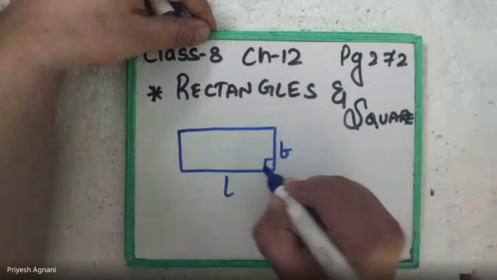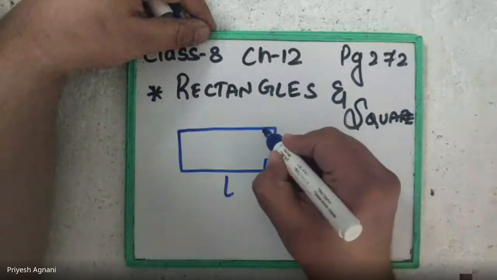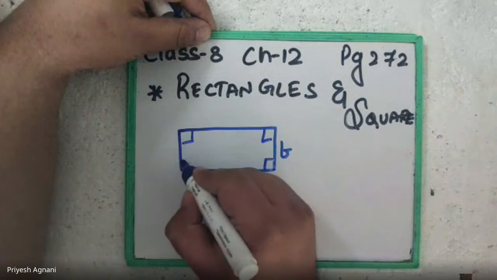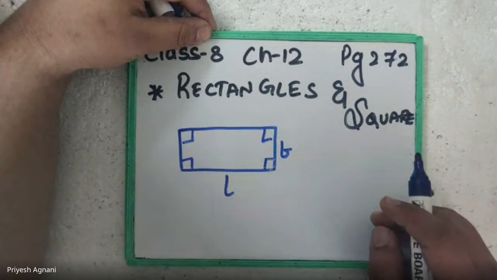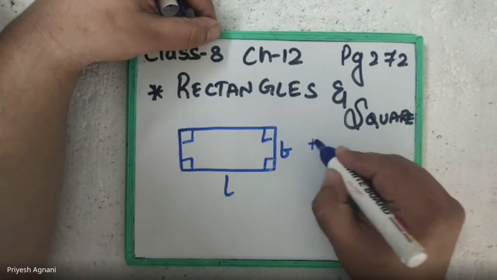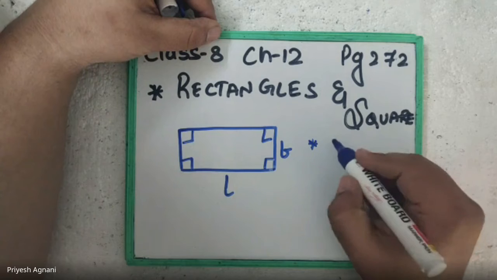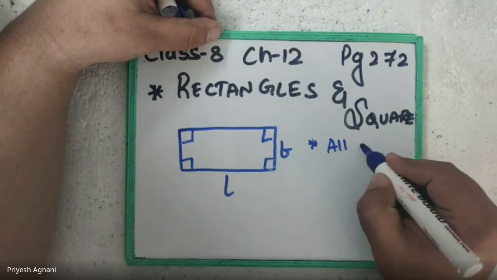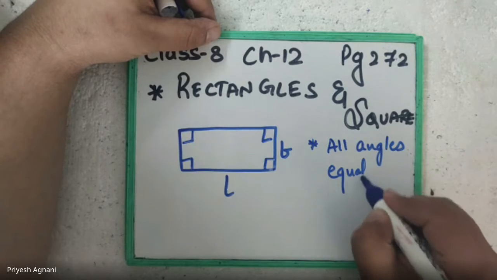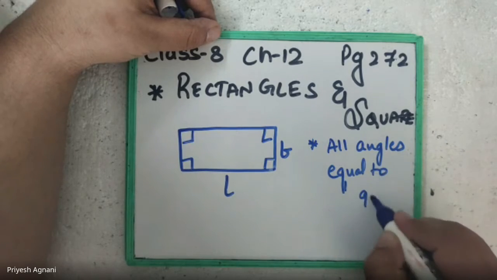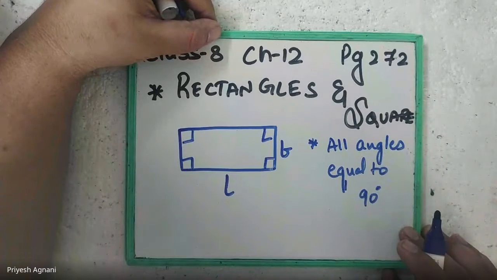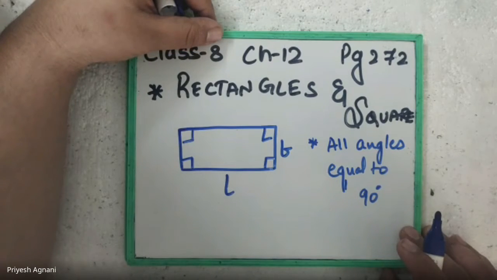Here we have 90 degree, here we have 90 degree, 90 degree, 90 degree. I want everyone to write this down: rectangle has all angles equal to 90 degree. Clear? Now we have all the angles equal to 90 degree.